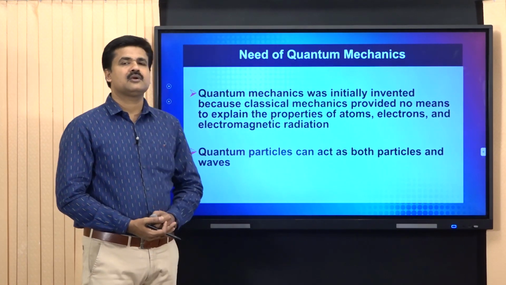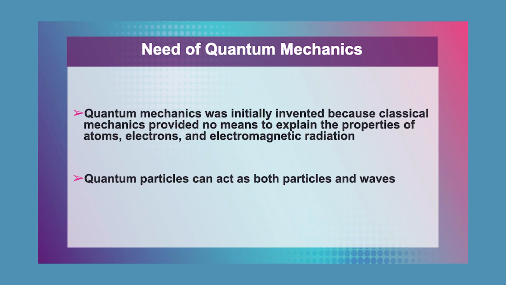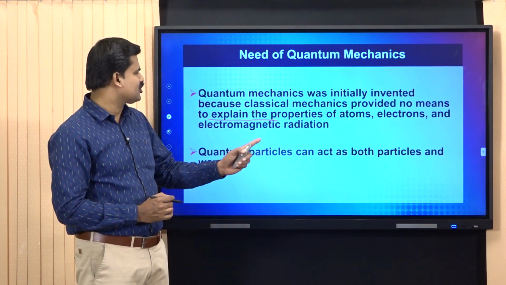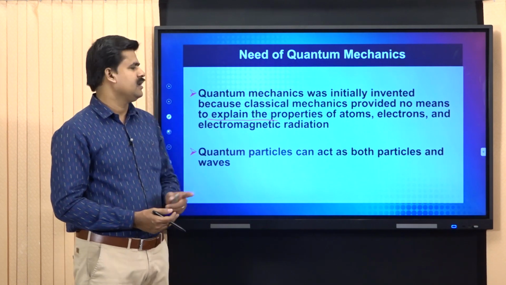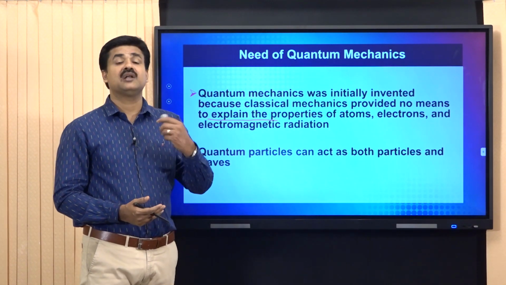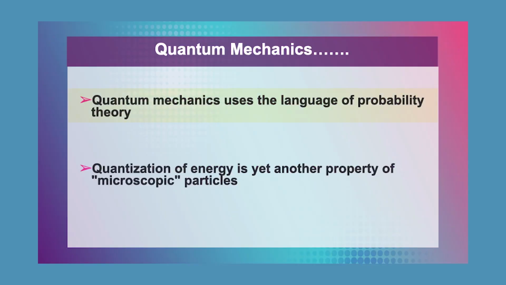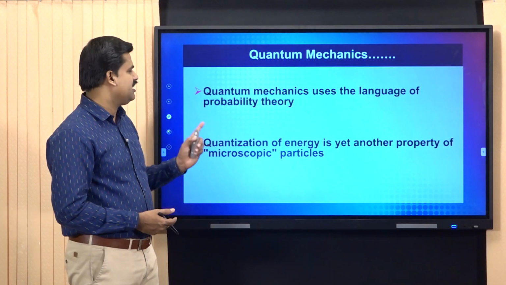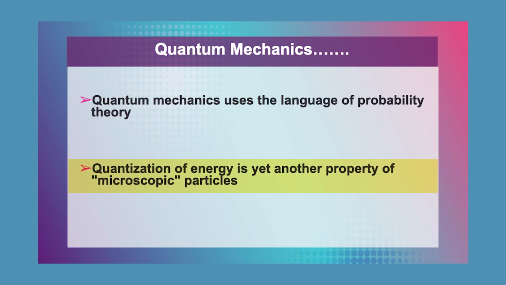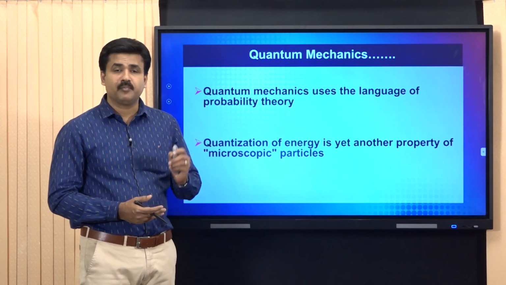Now, the need for quantum mechanics. Quantum mechanics was initially invented because classical mechanics provided no means to explain properties of atoms, electrons and electromagnetic radiation. Quantum particles can act as both particle and wave. That is, quantum particles can have dual nature. Quantum mechanics uses the language of probability theory. And finally, quantization of energy is an important property of microscopic particles. That is, in quantum mechanics, the quantization of energy is an important part.